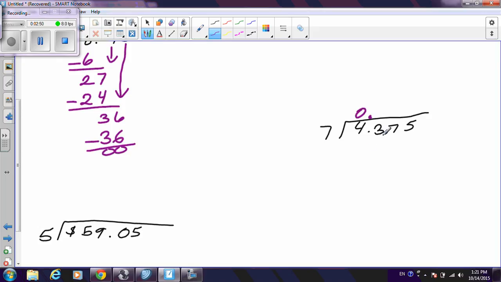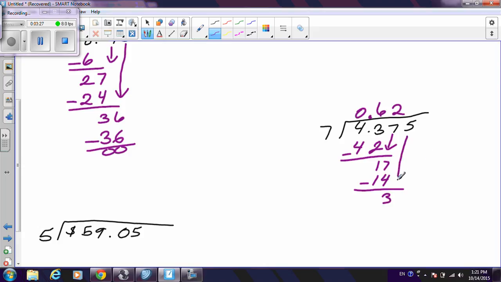Can 7 go into 43? Yes, it can. How many times? Good, 6 times. 6 times 7 is 42. 43 minus 42 is 1. Now remember, this decimal is stationary, so we're not bringing him down. We're just going to keep on going. We leave him right there. Bring down our 7. How many times does 7 go into 17? We know that that's 2 times. 7 times 2 is 14. 17 minus 14 is 3.